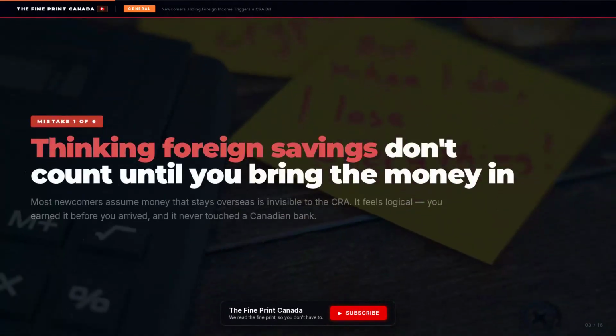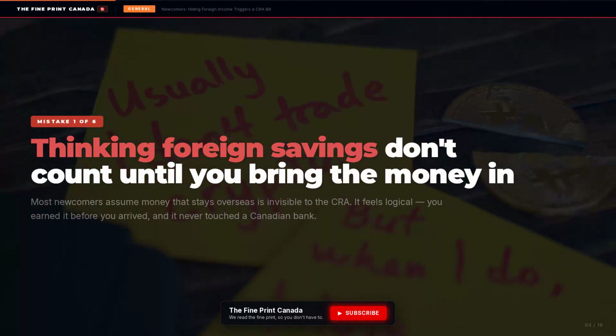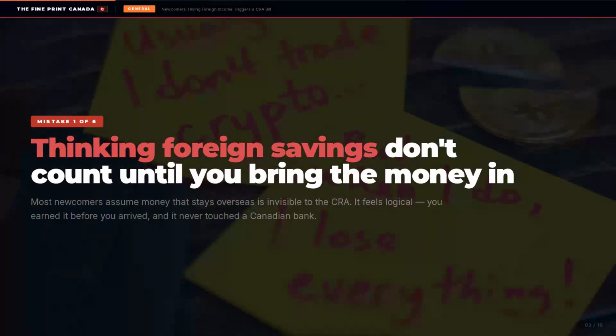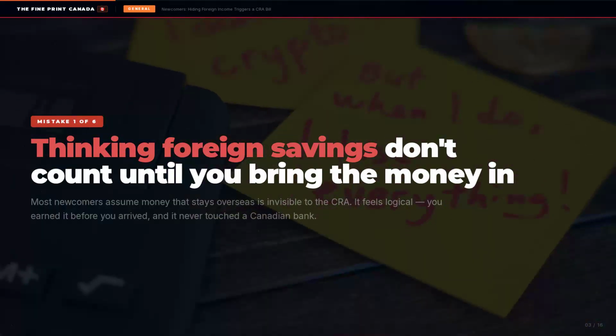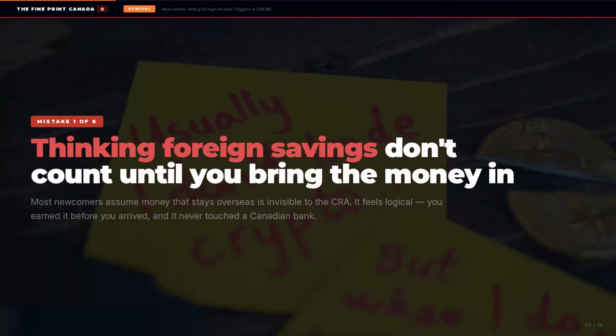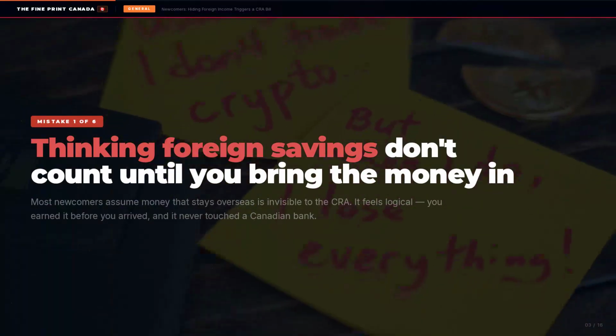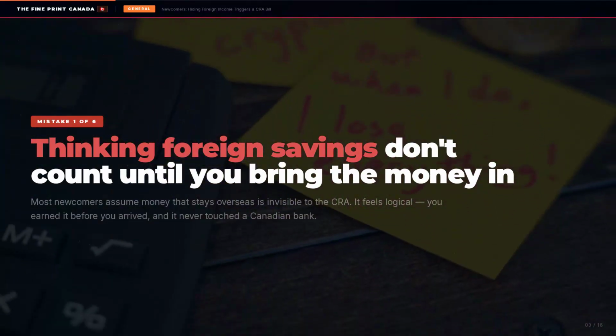The first mistake is believing your foreign savings only matter once you actually transfer the money into Canada. It feels completely logical. That money was earned before you arrived. It lives in a foreign account, and it never touches a Canadian bank. But Canadian tax residency doesn't work on where the money sits. It works on where you live.